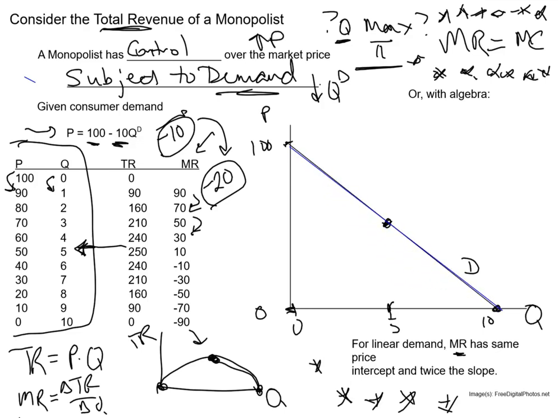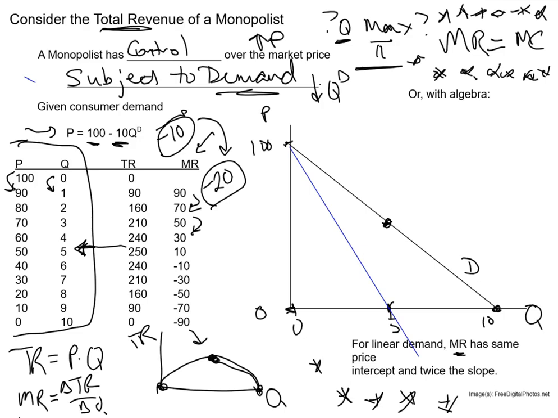What does it look like if I double the slope? Is it steeper or flatter? It's actually twice as steep. And the other thing that's interesting is it crosses the horizontal axis right at that halfway point. And that makes sense, right?